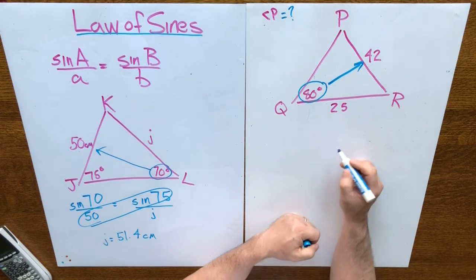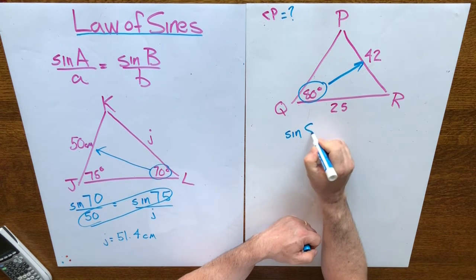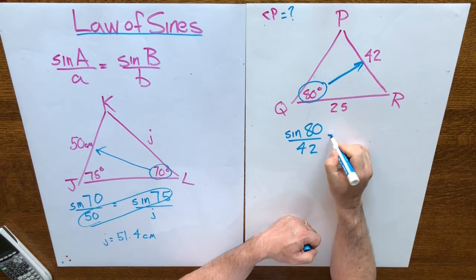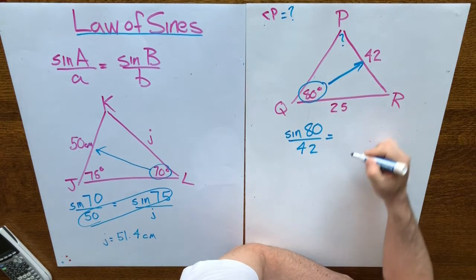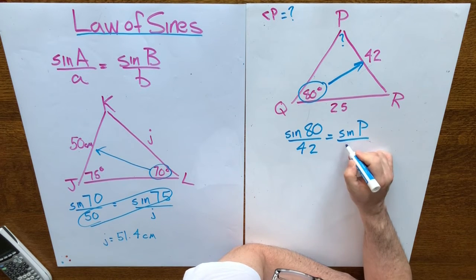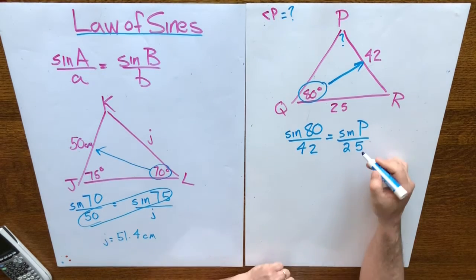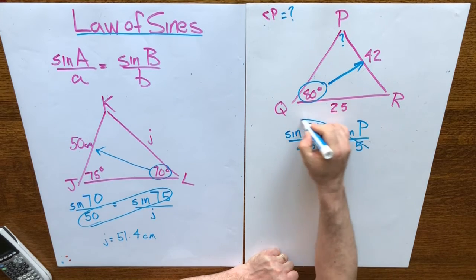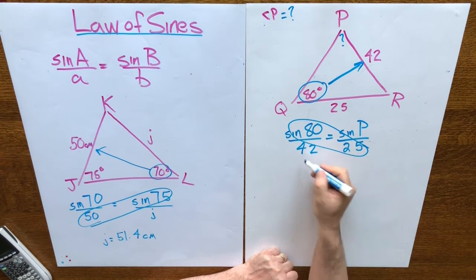So I'm going to write it down like this, starting with the ratio that I know. The sine of the angle, 80 degrees, divided by its opposite side, 42, equals, now if we're trying to find angle P, it's something that we don't know, right? That's a question mark. So we say the sine of capital P divided by its side, 25. So we still have a cross multiplication, but this time we're trying to find the angle. So it has a two-step process. You want to circle the two numbers that you know and multiply those and divide by 42.